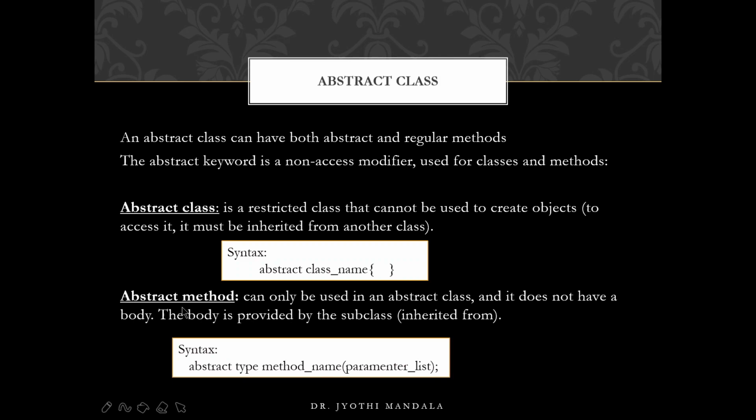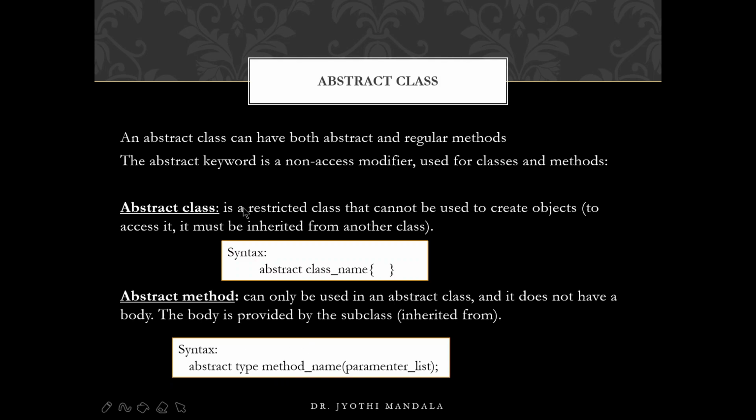If you want to write any abstract method, the syntax is like this. We are giving only the declaration, we are not going to define it. So you need to use the abstract keyword, write the return type, method name, parameter list, and end with a semicolon. We are not going to write the body of this method. Such a method is called an abstract method. The definition of this method can be done in its subclass, which will be inheriting this abstract class.